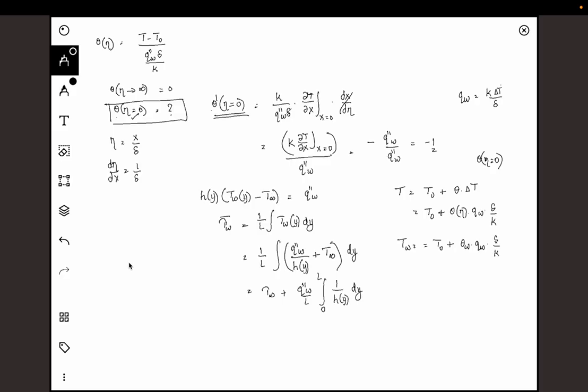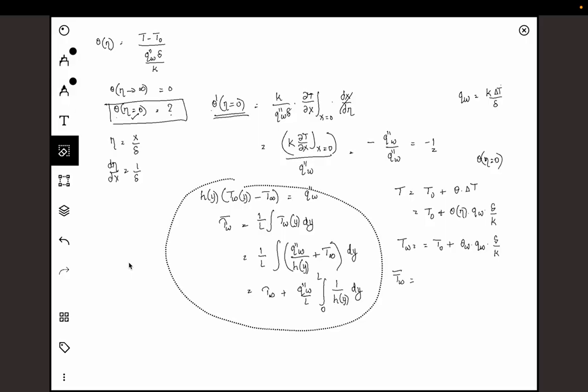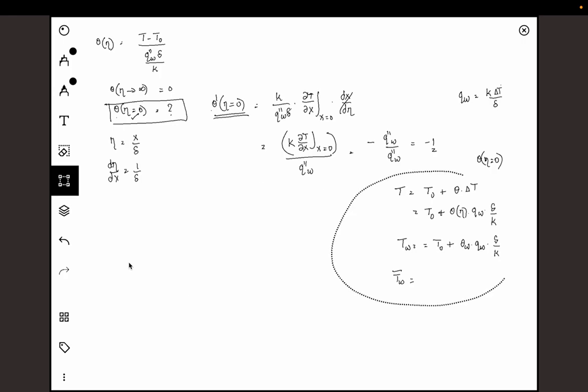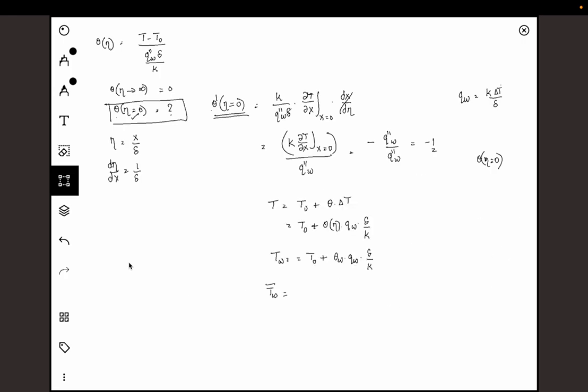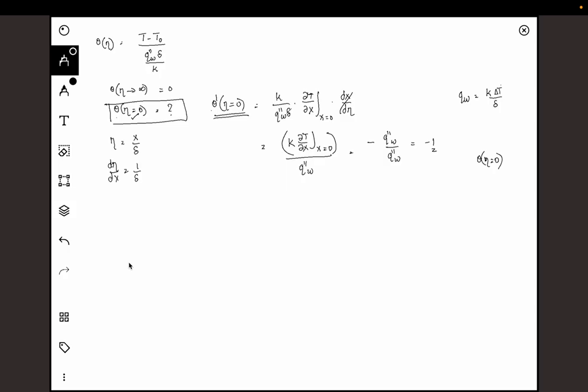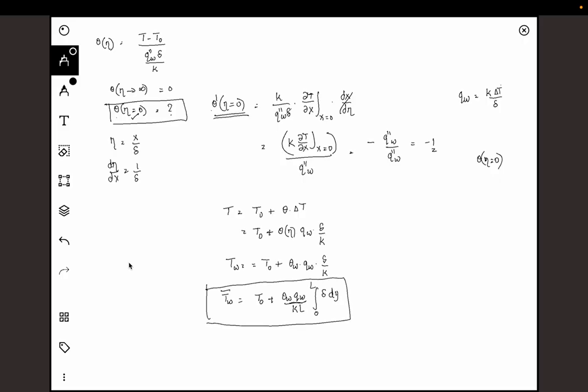So if I integrate this to obtain the mean wall temperature, that would give me T naught plus theta W QW by kappa into the integral of delta dy, divided by the length, just to get the mean value. So this should give me the mean wall temperature. If you see this relation, TW is varying as delta, where delta will vary with y as Ra to the power minus 1 by 5.